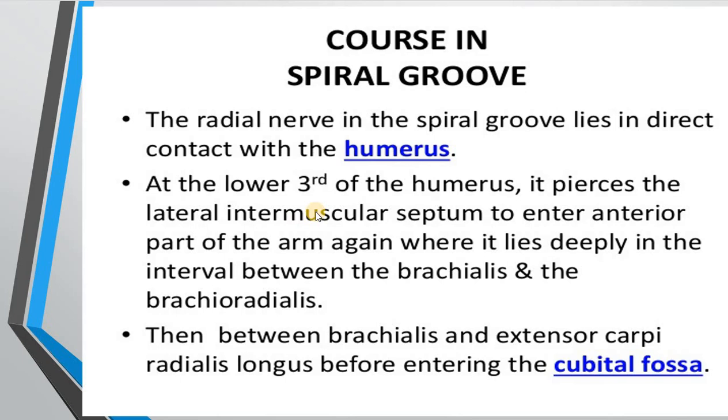At the lower third of the humerus, it pierces the lateral intermuscular septum to enter the anterior part of the arm, where it lies deeply in the interval between the brachialis and the brachioradialis. In between these two muscles it lies. Then it lies between the brachialis and the extensor carpi radialis longus, ECRL, before entering the cubital fossa.